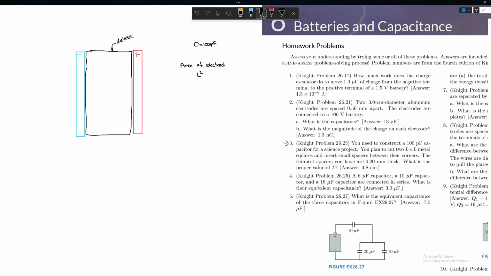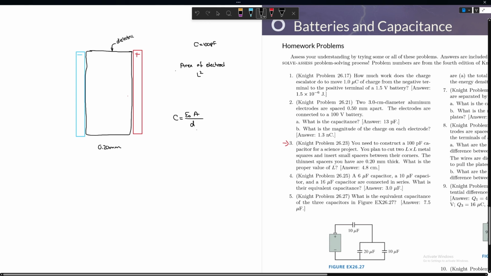The thinnest spacer you have is 0.20 millimeters. So they're saying basically the space between this is 0.20 millimeters thick. What is the proper value of L? Well, we know my capacitance equals epsilon times A divided by D. And so my D is 0.2.